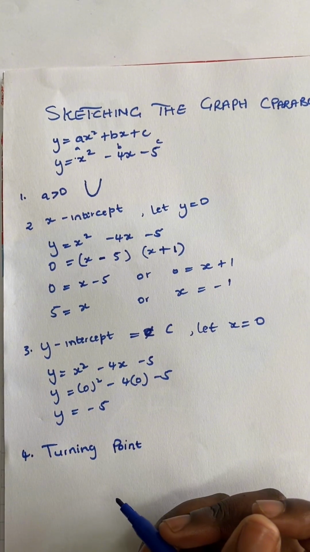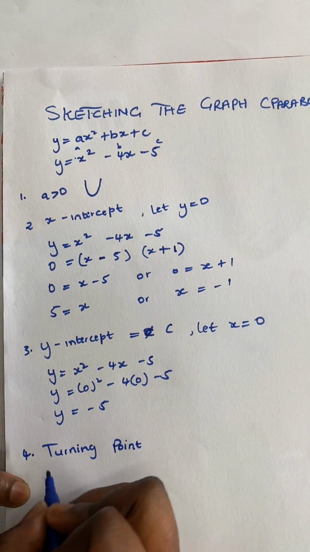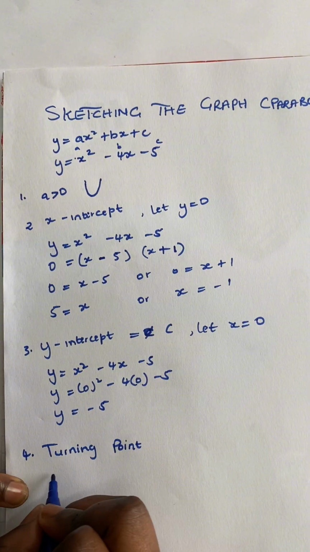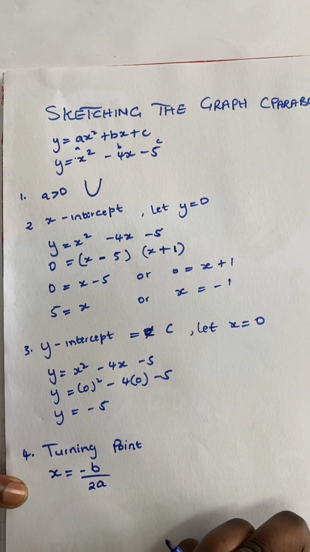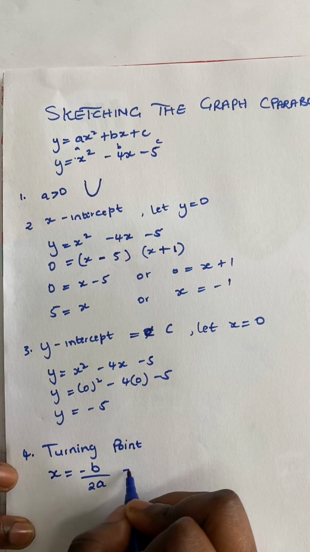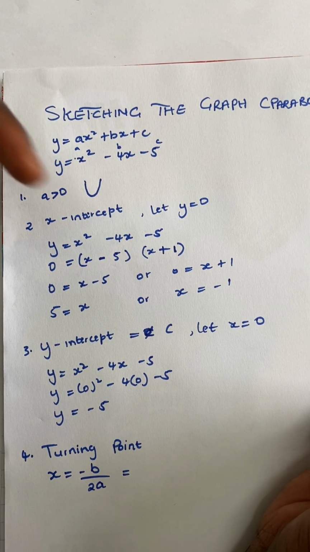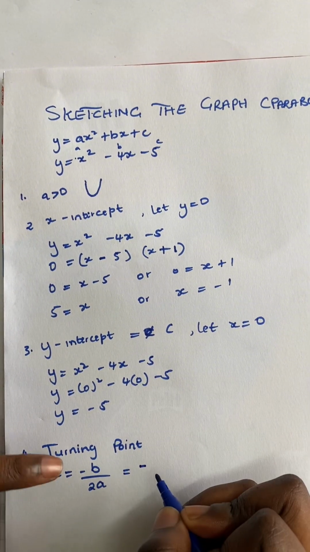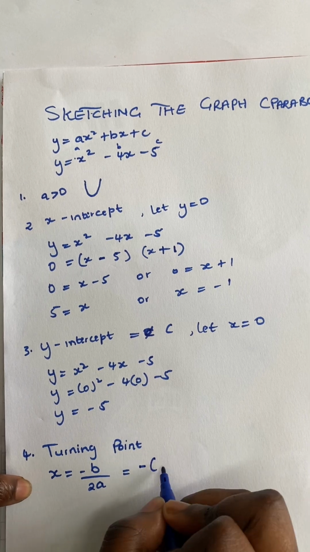I told you that in order for you to find the turning point of a parabola, you have to use the formula x is equal to negative b over 2a. All right, and then you go back to your equation. Which one is b? This is b, right? Remember, the negative is for the formula, and this negative is for b.